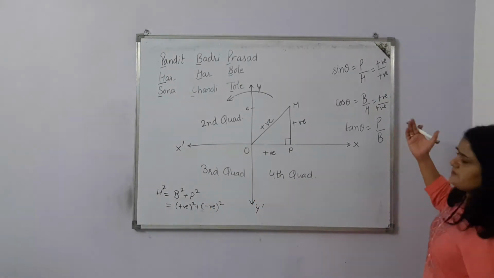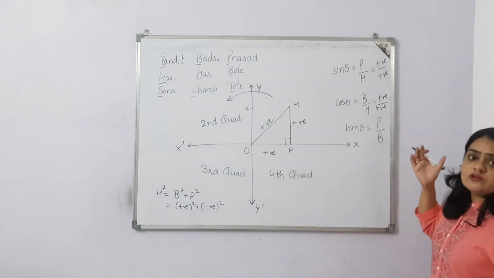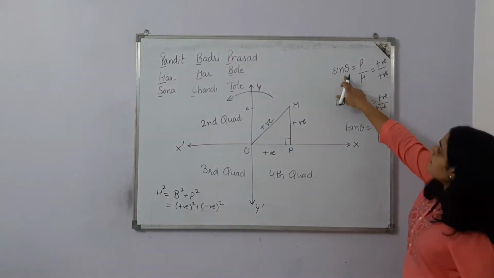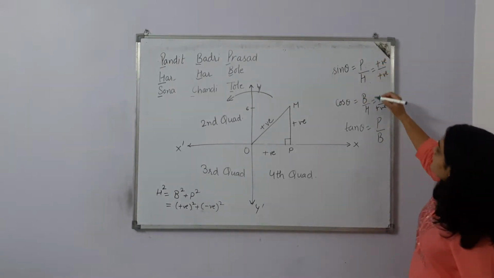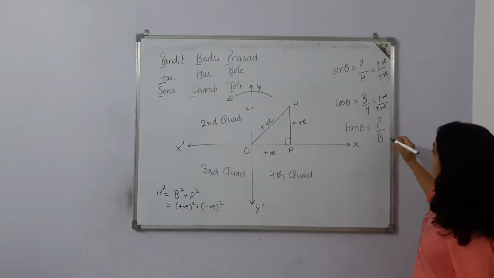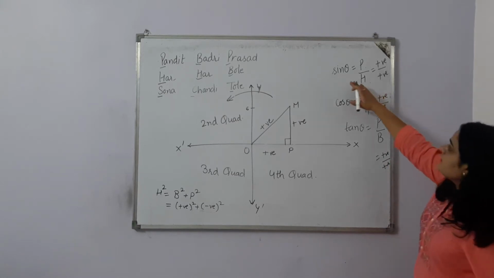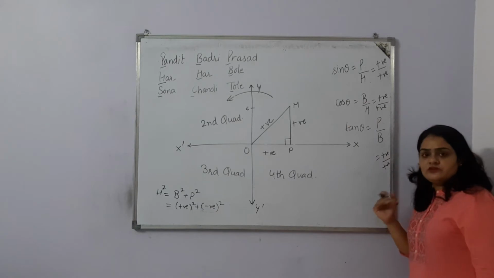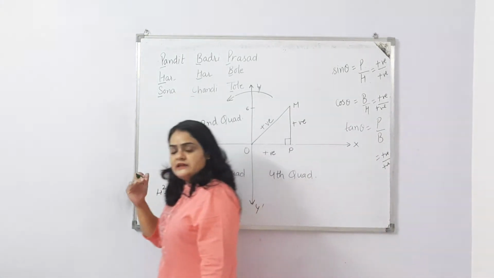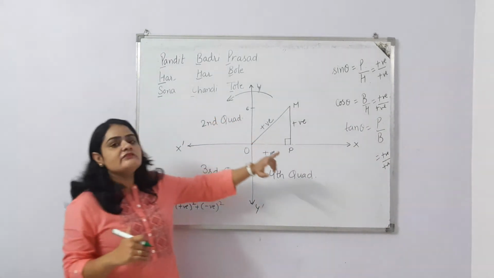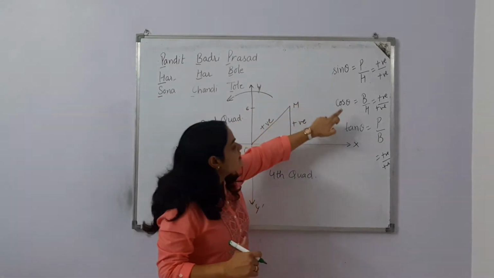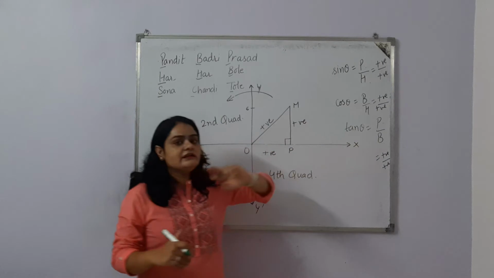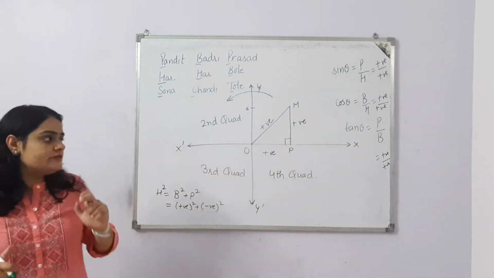What I mean to explain here is that sine theta's formula is P by H, perpendicular and hypotenuse, and tan theta is perpendicular by base. Both are positive. So all the values of the three trigonometric ratios, sine, cos and tangent, are positive. In the first quadrant, sine theta's value is positive, cos theta's value is positive and tan theta's value is positive.